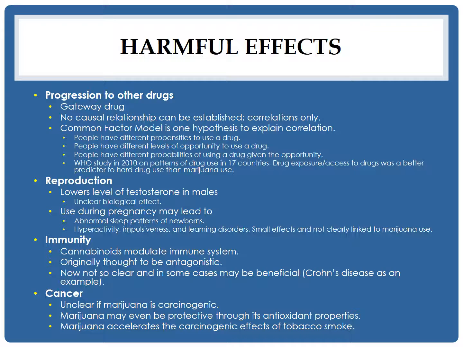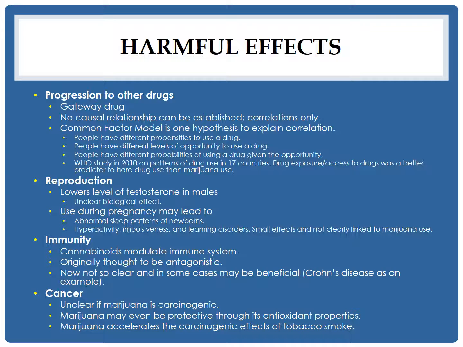So first is progression to other drugs. It's commonly thought that marijuana is like a gateway drug, and once you start using marijuana, you're bound to start using other harder drugs, heroin or cocaine, things like that. There is a greater probability that someone who uses marijuana will also use other drugs. The book mentions one study where virtually everyone on heroin had used marijuana before heroin, but this is all correlative only. There's no causal relationship that can be established. So it's not a cause and effect thing, it's correlated.